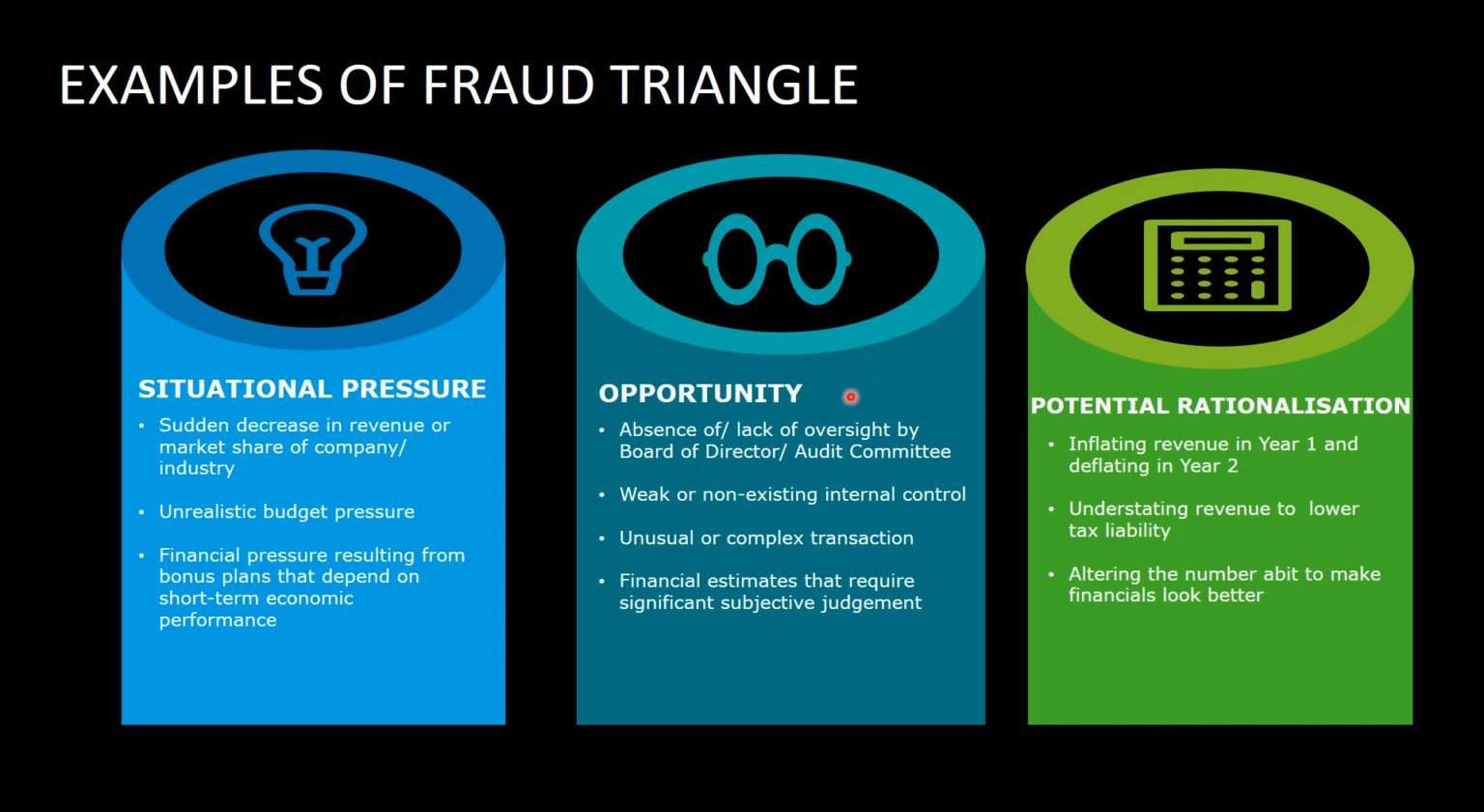Then we have the second area, opportunity. Under this scenario, the opportunity is created for the individual to commit the fraud. This opportunity can be in the form of absence of proper internal control, or it can be a situation where the judgmental call of the individual is required. Let us see the examples: absence or lack of oversight by the board of directors or audit committee, weak or non-existent internal control, unusual or complex transactions, and financial estimates that require significant subjective judgment. In a complex transaction, the nature of the transaction is so complex that even if the individual commits fraud, it will be difficult to track. And of course, with the subjective nature of estimates, it is totally up to the individual how he may play with the numbers.